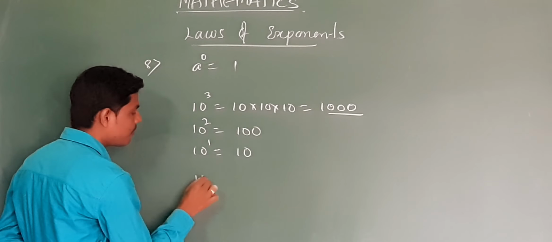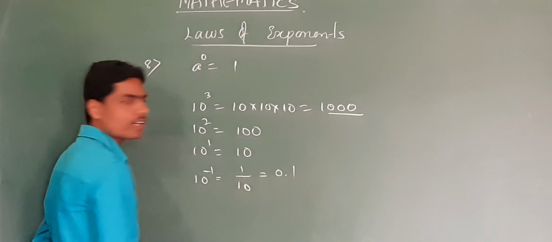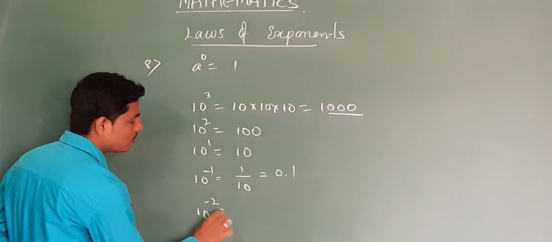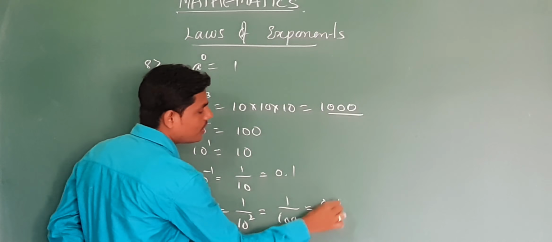And 10 to the power of minus 1, a negative power. That is 1 by 10. You can take 0.1. 10 to the power of minus 2, that is 1 by 10 square, 1 by 100, you can take 0.01.